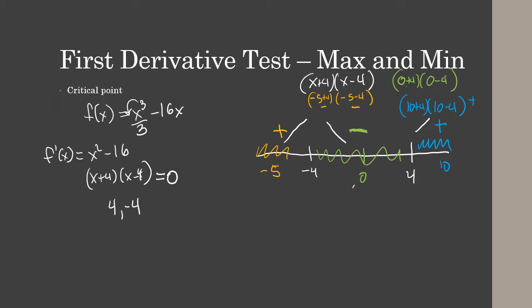Which means that if we look at this point here, negative 4 is a max. And if we look at 4 here, we've got down and then back up, which means that positive 4 is a minimum.